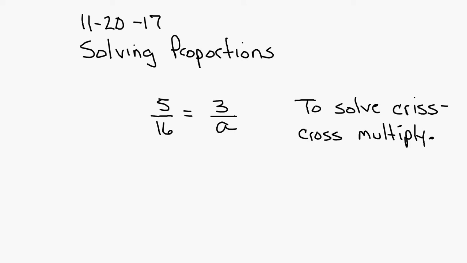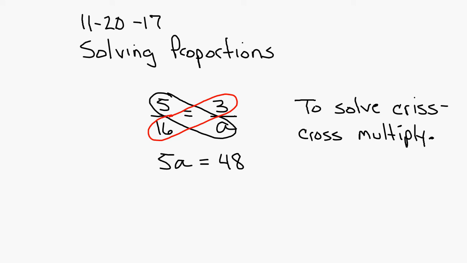And what I mean by that is you've got to multiply the 5 times the a. So 5 times a is 5a. And then you multiply the 16 times the 3. And 16 times 3 is 48.